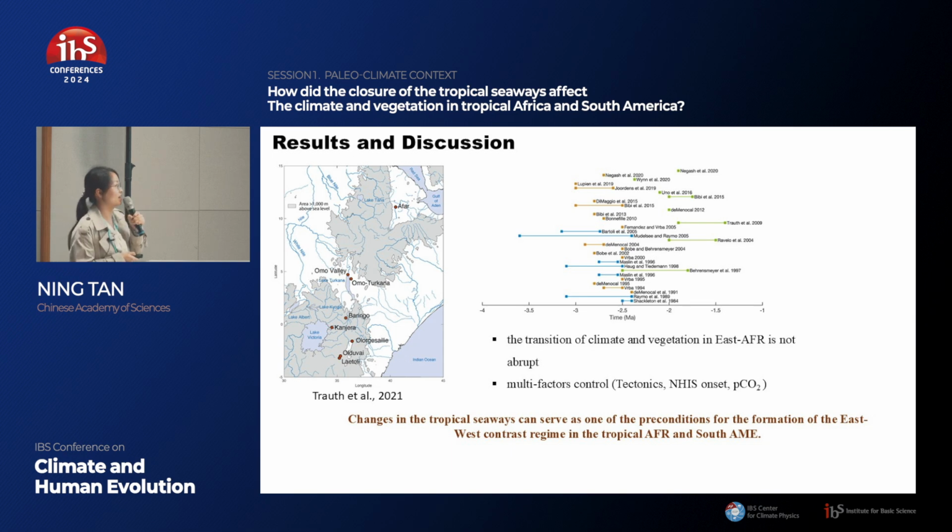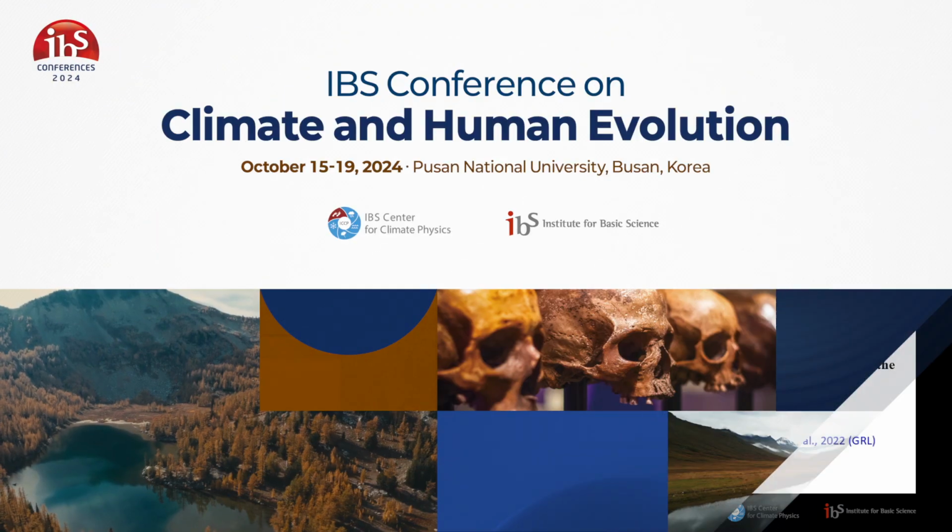Due to the timing, I will give a brief summary. As we know, the transition of climate and vegetation in East Africa is not abrupt, and it differs from site to site. So multiple factors must control it. The change in tropical seaways is not the only factor, but it can serve as one of the preconditions for the formation of the east-west contrast region in tropical Africa and South America. Thank you.